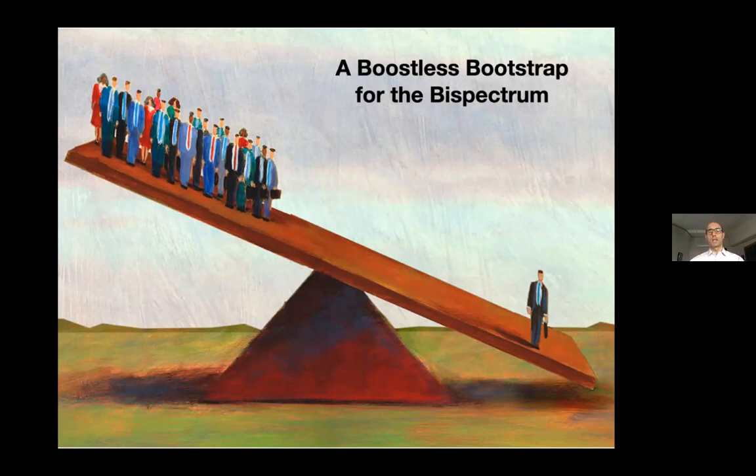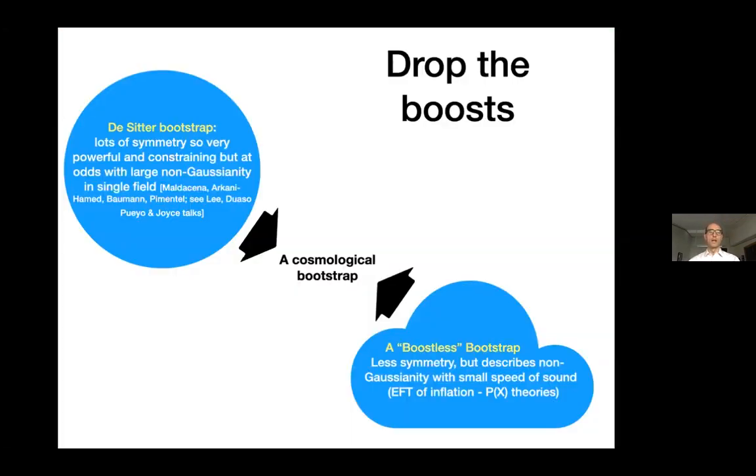I'll be able to do that only for the bispectrum, but in the last part of the talk, I'll show you how you can go to higher point functions. So this is going to be what I'm going to call a boostless bootstrap, which is similar and very strongly influenced by the ideas of doing a bootstrap in de Sitter using all the isometries of de Sitter, but it's going to take into account the fact that many models that we care about are not symmetric under boosts, and therefore I would like to still understand those models, so I cannot use boosts from the get-go. So I'm going to name this idea a boostless bootstrap.